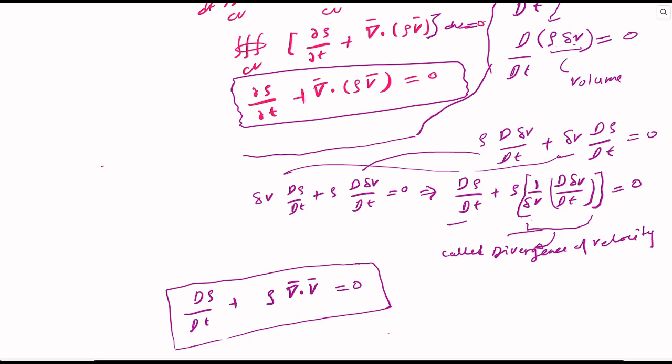This term is called the divergence of velocity. In a previous lecture, we have already derived this. So this is the divergence.